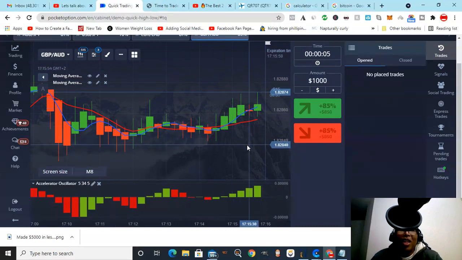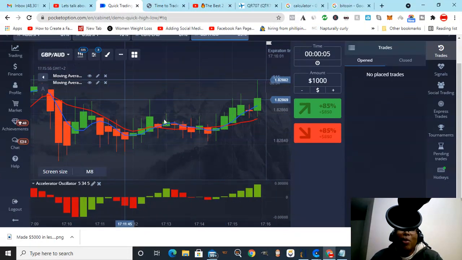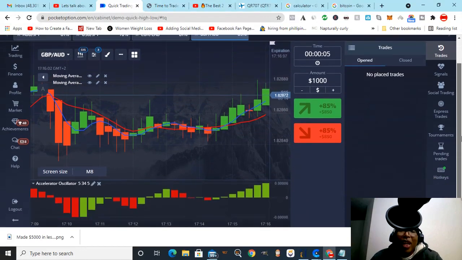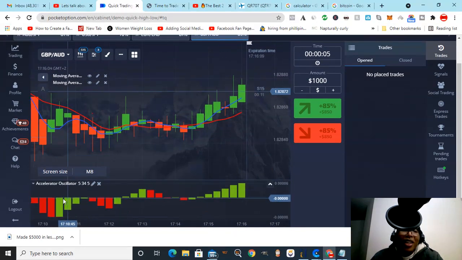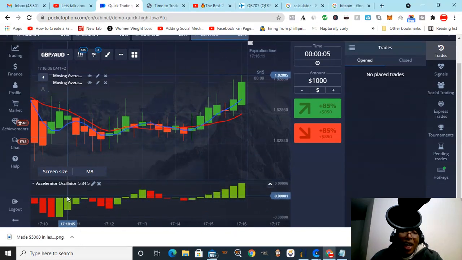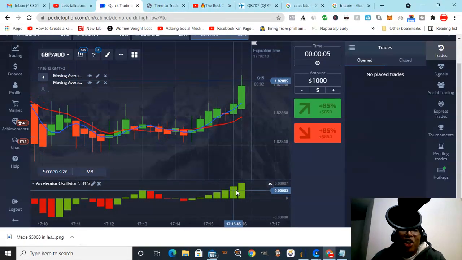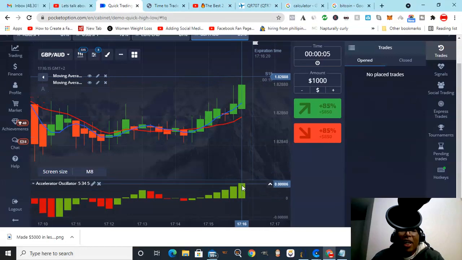So anyway, this is our key indicator right here, the accelerator oscillator. That is our key indicator. This is the main indicator on this strategy. You got to pay attention, guys. So when it is green, like now a green candle just appeared, okay? A green bar here on the oscillator appeared. What are we going to take? We're going to take a put option.